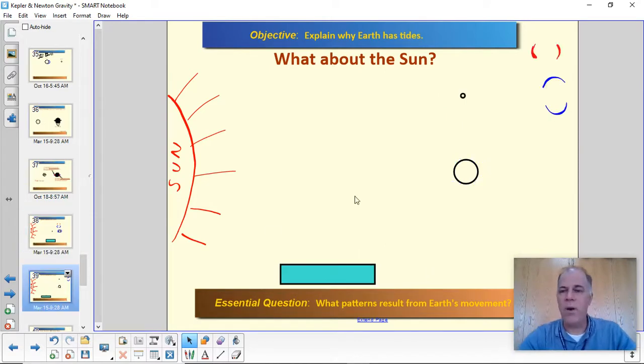Okay, now what about when the moon is at half phase? So we have a half moon. That's when the moon is up here or down here, and we can see half of the illuminated side of the moon. So a half moon.